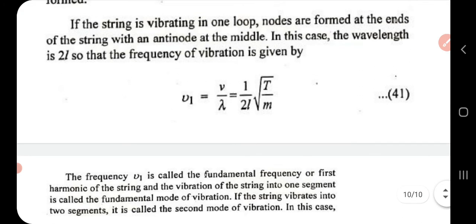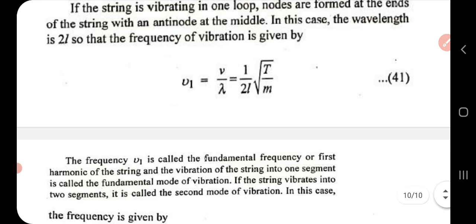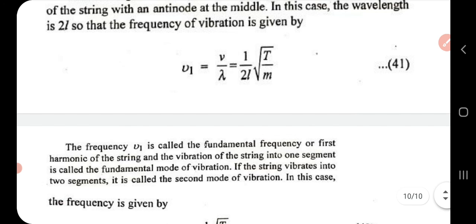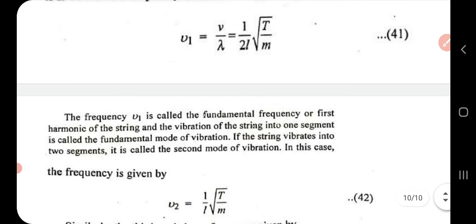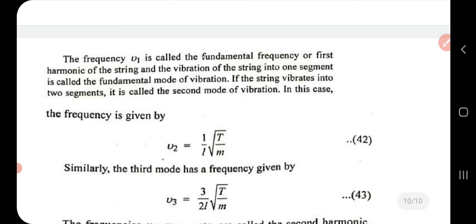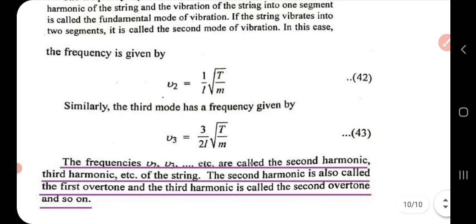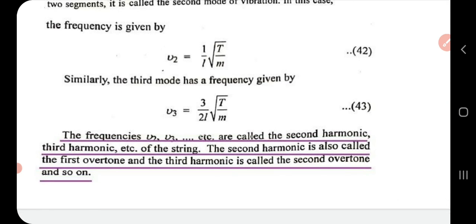So if the string is vibrating in a loop, you will notice nodes and antinodes, and that frequency of vibration is called fundamental frequency. The string vibrates in one segment, called fundamental mode of vibration, given by 1 by 2L root T by M. If it vibrates into two segments, it is called second mode of vibration, given by 1 by L root T by M. If it vibrates into three segments, it is called third mode, given by 3 by 2L root T by M.